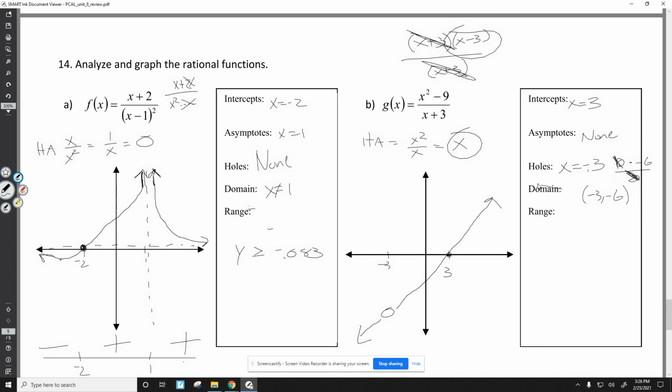The domain is the x's, except I can't plug in -3 because I get 0 over 0. The range are all the y's, but I don't actually get the y value of -6 because of the hole there. Good question.